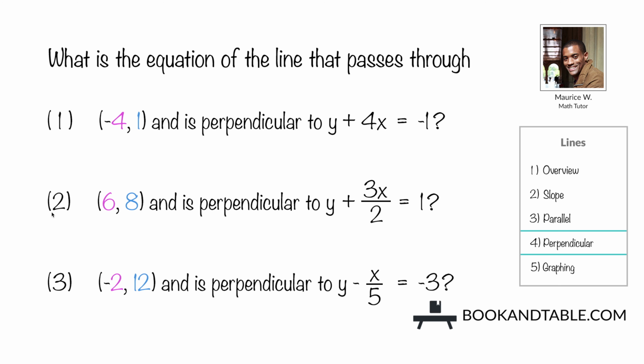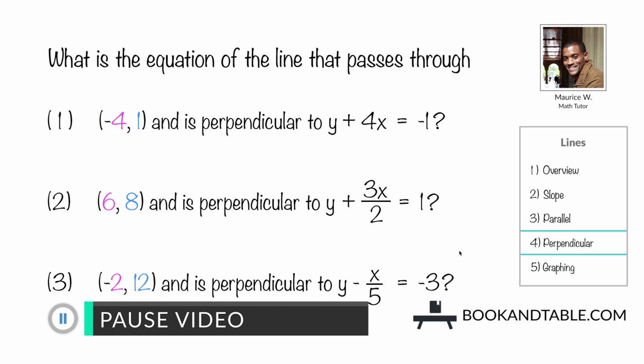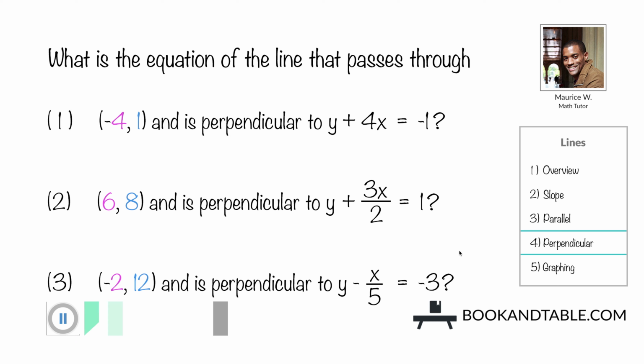Question number 2. What is the equation of the line that passes through 6, 8 and is perpendicular to y plus 3x over 2 is equal to 1? Question number 3. What is the equation of the line that passes through -2, 12 and is perpendicular to y minus x over 5 is equal to -3? Pause the video, answer these questions, and then press play when you are ready to begin.